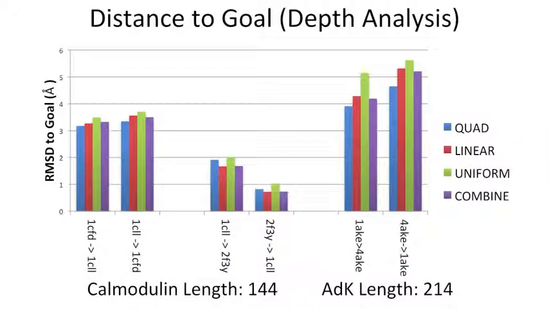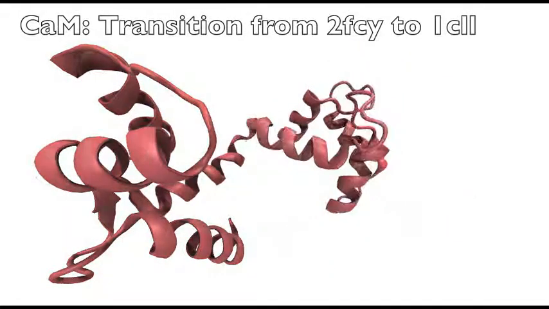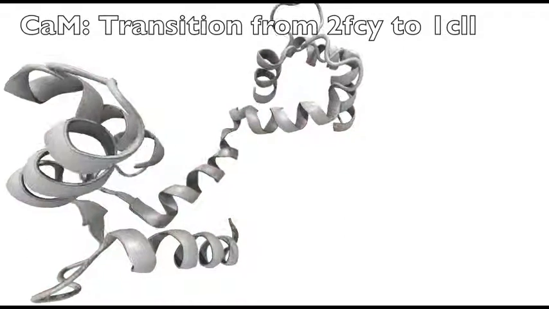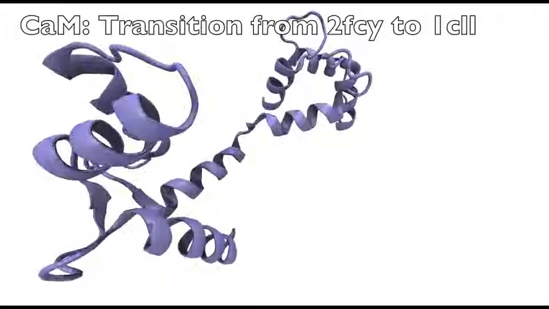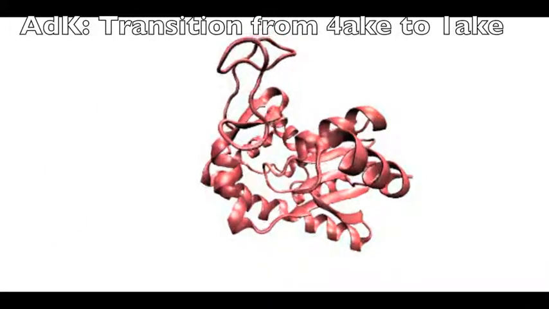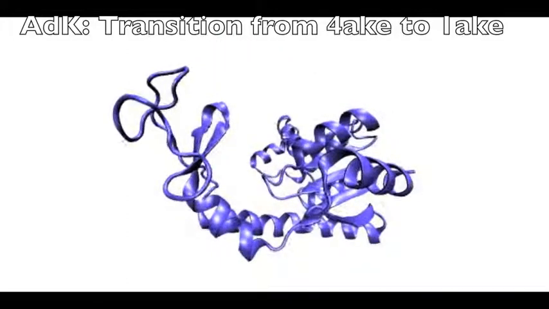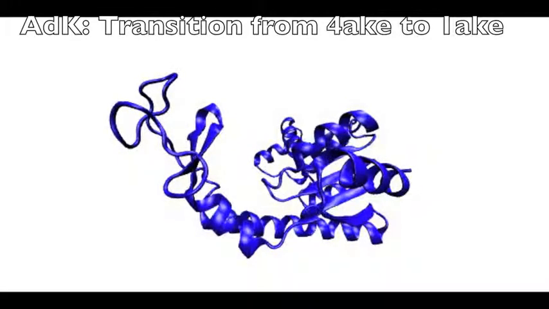This chart shows some results of employing our framework on a few representative protein systems. The different colored bars represent the different biasing techniques used to guide the growth of the search tree. The results show the RMSD distance from the closest node in our tree to the target structure. This video shows the pathway discovered by our framework for calmodulin, a protein with 144 amino acids. This video shows the pathway discovered by our framework moving from the closed to open state for adenylate kinase, a protein with 214 amino acids.